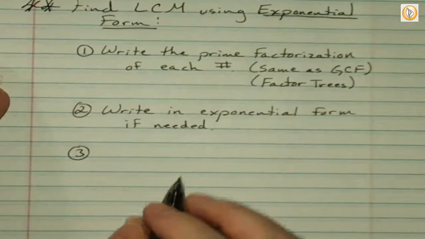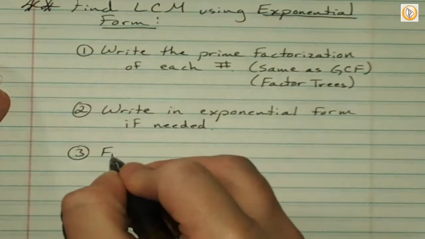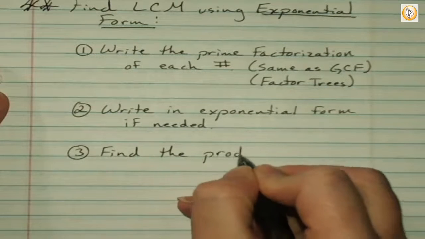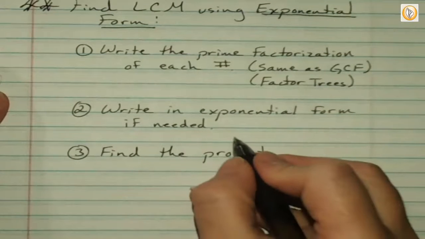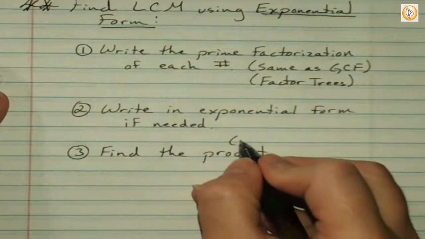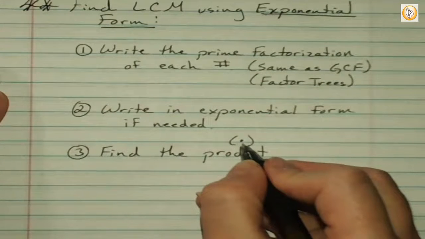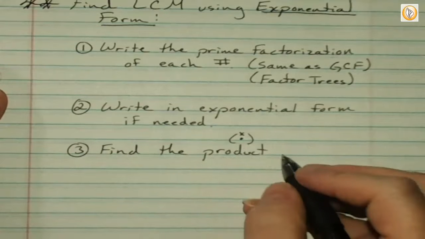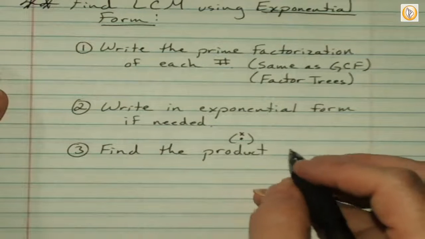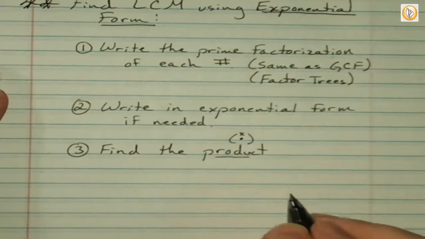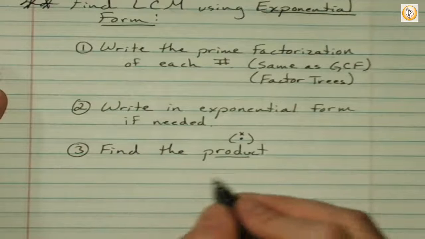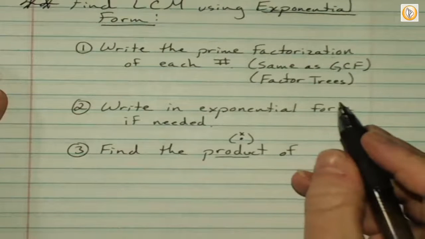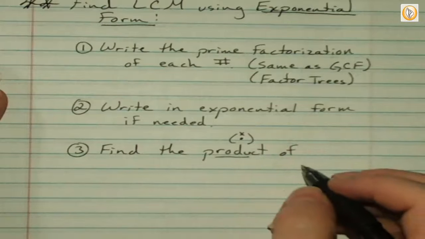And then 3, here's the important part. Find the product. What is product? Answer to a multiplication problem. There you go. That means multiplication. I can even put a little X there. Instead of division. Yeah, very good. You're learning. So find the product, because you know when we write it out, we multiply everything, just like we did with GCF and prime factorization.